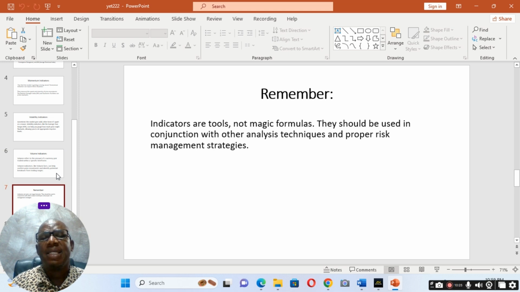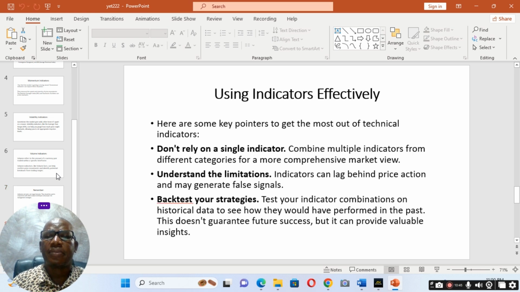Remember, indicators are tools. They are not fail-proof. They are not formulas. They should be used in conjunction with your understanding of the market and other factors, a lot of factors that you use in conjunction with these indicators. How do you use indicators? Now, you don't rely on one single indicator. You combine multiple indicators from different categories, as you can see, for more comprehensive market analysis.